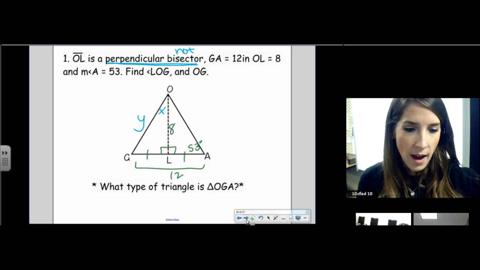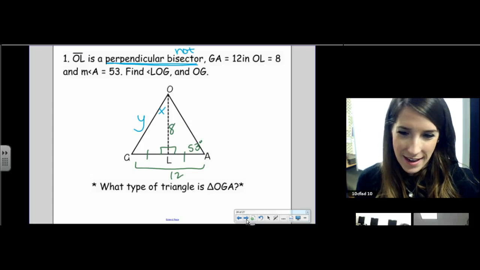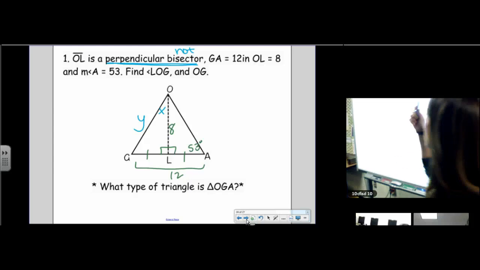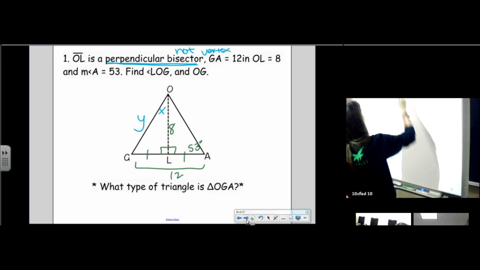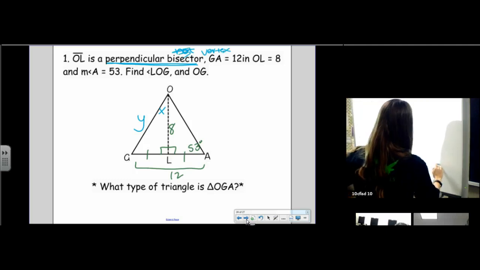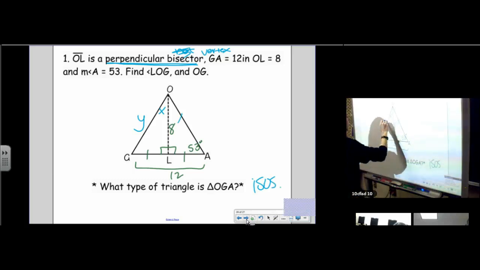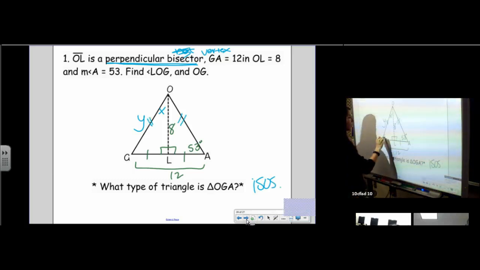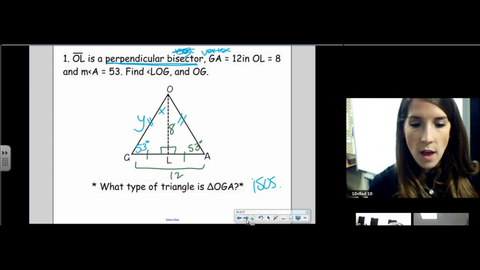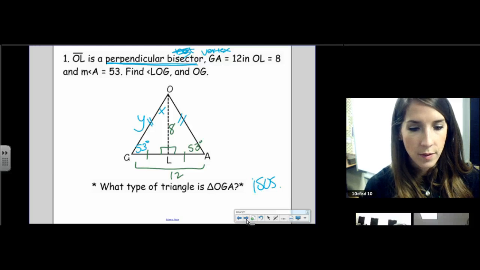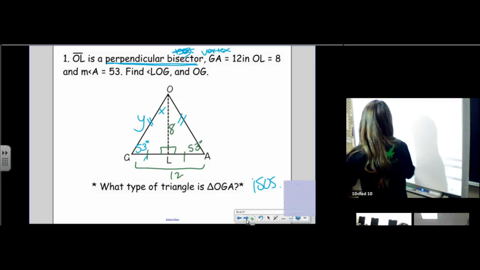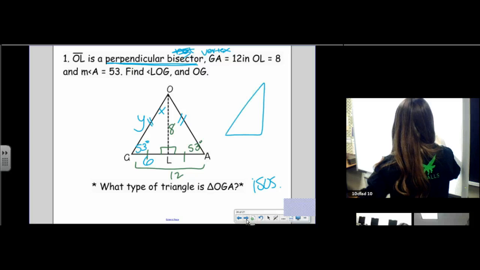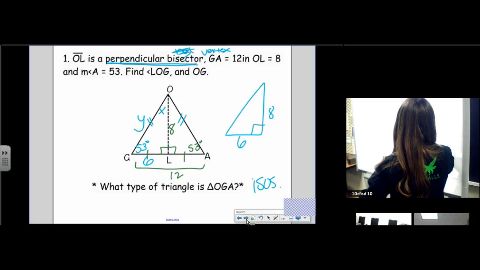So Lars, you were writing that, right? You were going to write isosceles? Anyways, because the perpendicular bisector is going through the vertex, that means it is isosceles. Since it's isosceles, we know that the base angles are congruent. 53, 53. We also know that GA has been cut in half. And so 12 bisected is 6. So we have a triangle right here. And this is 6 and this is 8. And we're trying to find that.